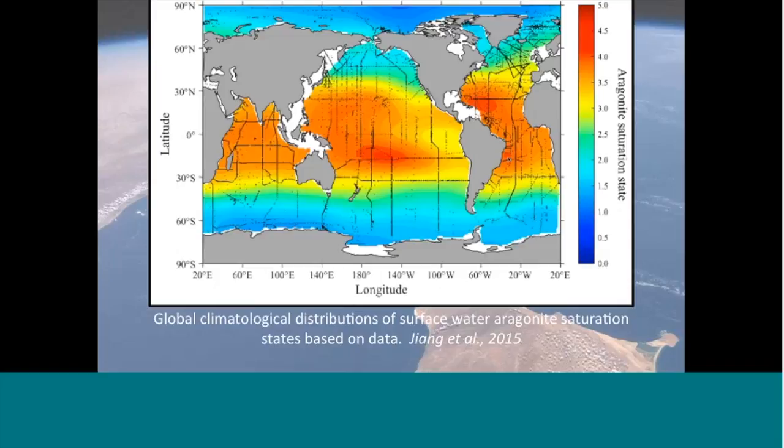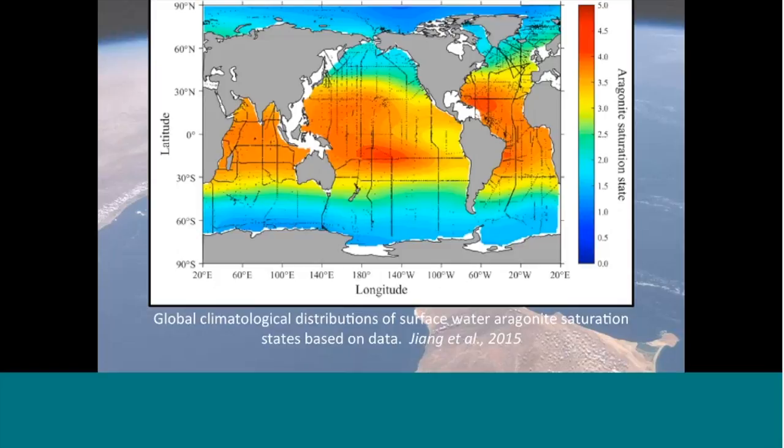So carbonate ions are actually pretty scarce in the Arctic already. That's what's indicated by these lower values, these lower cool colors that you can see up in and around Alaska. So as we add CO2 and we take more of those carbonate ions away, we start to have a pretty big and pretty fast impact on the carbonate chemistry in the Arctic.